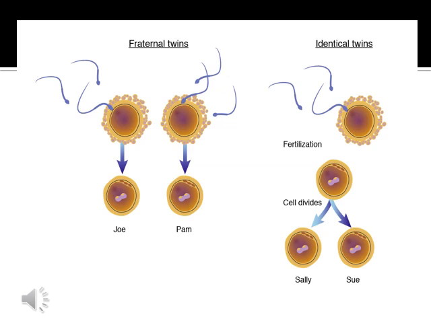This is a diagram which shows the fraternal twins and identical twins. In fraternal twins, you can see there are two different ova, and these two different ova get fertilized by sperms to form the fraternal twins. But in the case of identical twins, you can see only a single ovum is present. It gets fertilized with the sperm, and then after a period of time, this single fertilized ovum splits to form the identical twins.